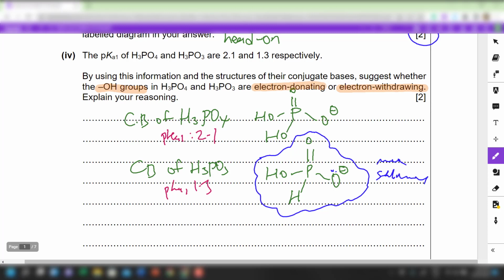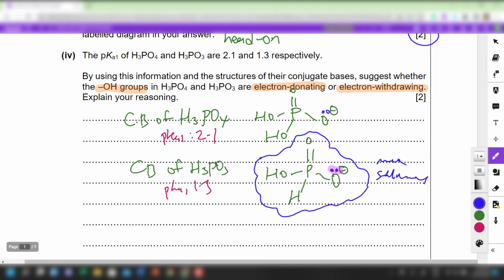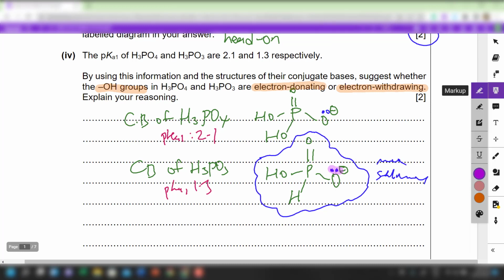Then why is this lone pair so special? Okay, I shouldn't circle the whole thing. I should just circle this. Or rather not circle this, but I should just highlight in purple. Okay, so why is this lone pair being able to delocalize to a greater extent? That is because it only has one OH group over here. So there's one OH group.